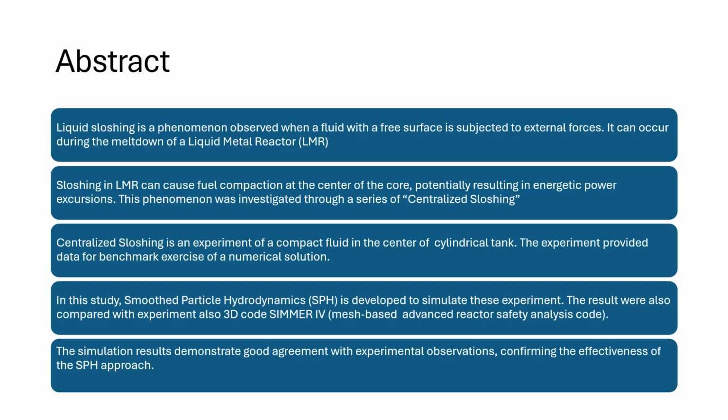The abstract shows us that liquid sloshing is a phenomenon observed when a fluid with a free surface is subjected to external forces. It can occur during the meltdown of a liquid metal reactor, or LMR. Sloshing in an LMR can cause fuel compaction at the center of the core, potentially resulting in an energy or power excursion. This phenomenon was investigated through a series of centralized sloshing experiments. Centralized sloshing is an experiment of a compact fluid in the center of a cylindrical tank. The experiment provides data for a benchmark exercise of numerical solutions.